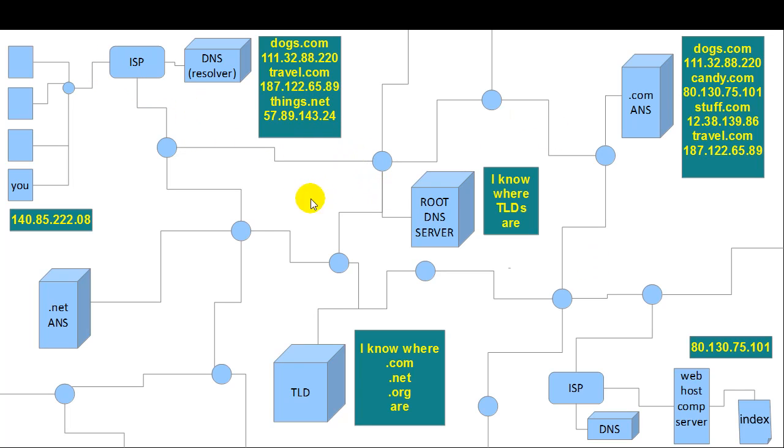And then we should just note, once your DNS resolver here knows candy.com, it'll keep track of it, hold it in memory. Now I don't know how long it holds it or how many they hold in memory, but this way if anybody else in your area ever goes to candy.com again, it's already stored there and it can look it up really fast, saving all that extra trouble. And that's basically the domain name system.